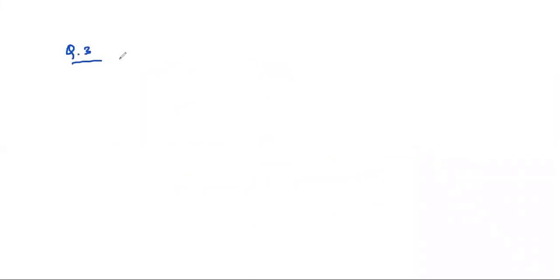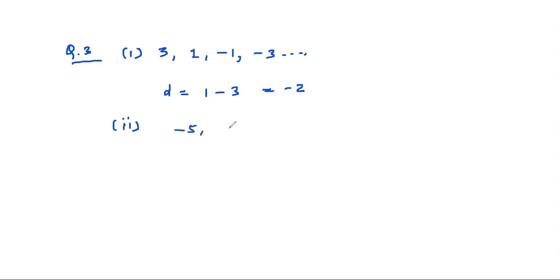Question number 3. For the following APs, write the first term and common difference. So the first part is 3, 1, -1, -3, etc. So we find the difference of the second to the first or the third to the second. So D will be equal to 1 minus 3, which will be -2. Second part, -5, then -1, then 3, then 7, etc. So D will be the second term minus the first term, -1 minus -5, which will give 4.